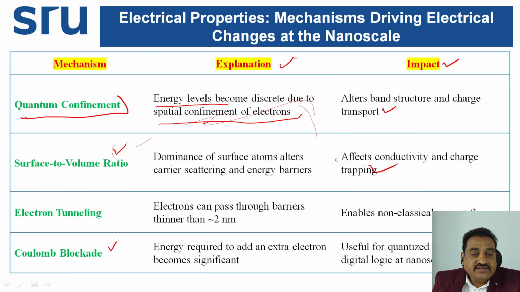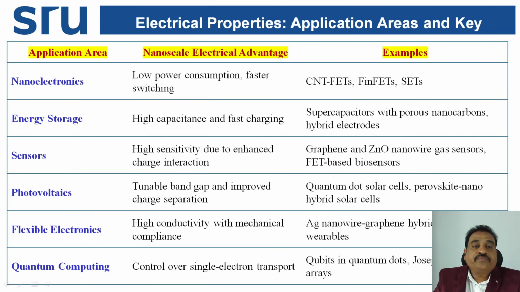Coming to Coulomb blockade: the energy required to add an extra electron becomes significant. It is useful for quantized current and digital logic at nanoscale. Coming to the next one, electrical property, nanoelectronics. Low power consumption and faster switching are the advantages of nanoelectronics.